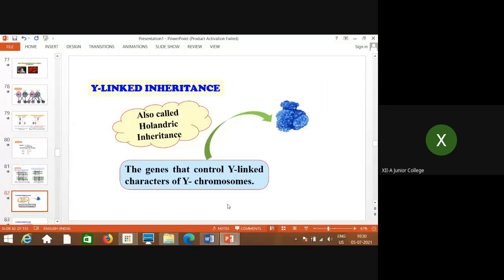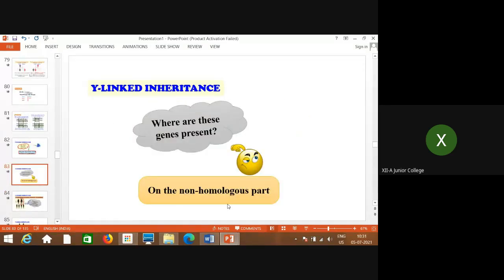Now we have taken a few examples of X-linked inheritance. Now we'll talk about Y-linked inheritance. Y-linked inheritance is also called holandric inheritance. That means the genes that control Y-linked characters are on the Y chromosome. It is very easy to remember that the Y chromosome is present only in males. So whatever the inheritance, that means the characters expressed, are passed from father to his son only. And no such carrier daughter is observed, as females have only X chromosomes.